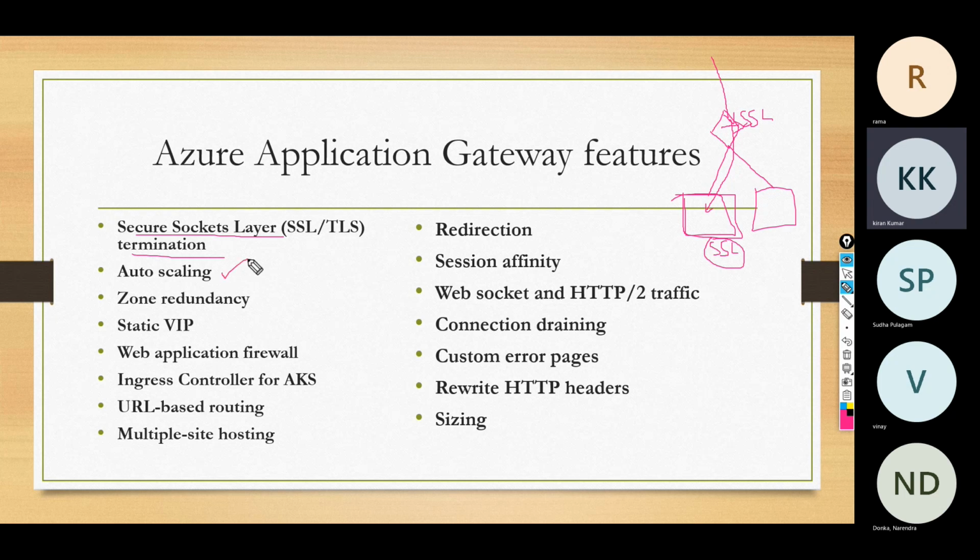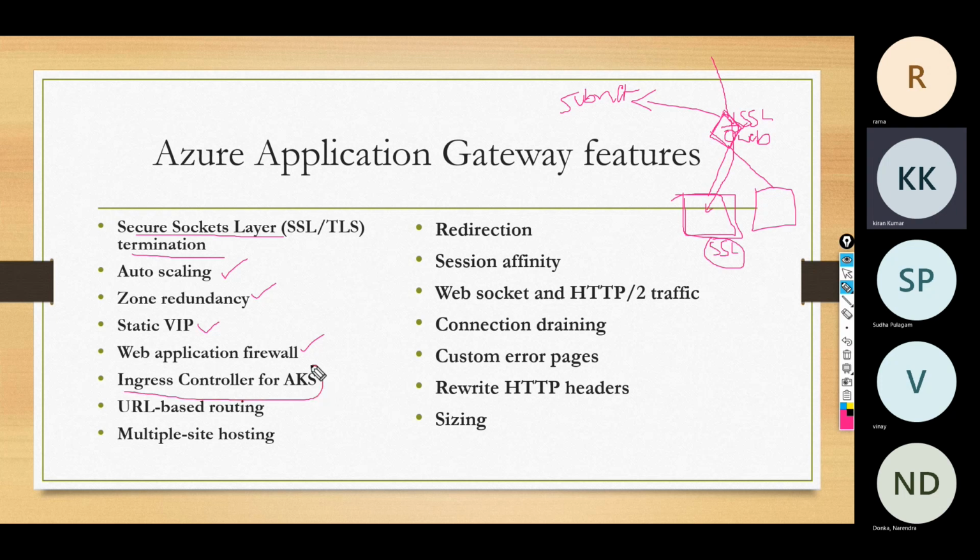And auto scaling: application gateway automatically increases the number of instances in the backend, and decreases them also automatically. Zone redundancy is also supported by application gateway, and a static virtual IP address. As the number of instances changes automatically in the backend, that static IP address is associated accordingly, because for application gateway we associate one dedicated subnet. And web application firewall: including application gateway, we are getting the web application firewall, so we are protecting our web applications using the web application firewall.